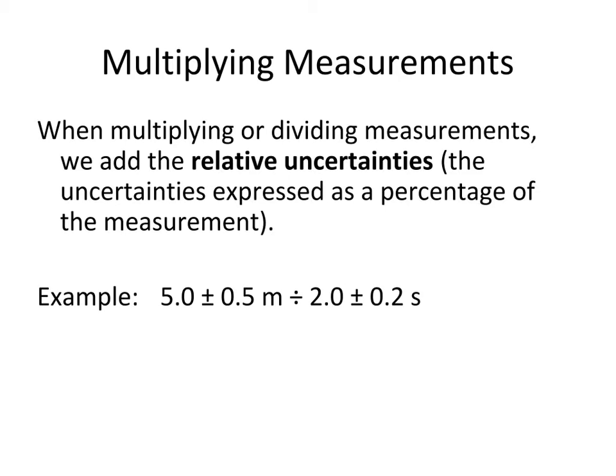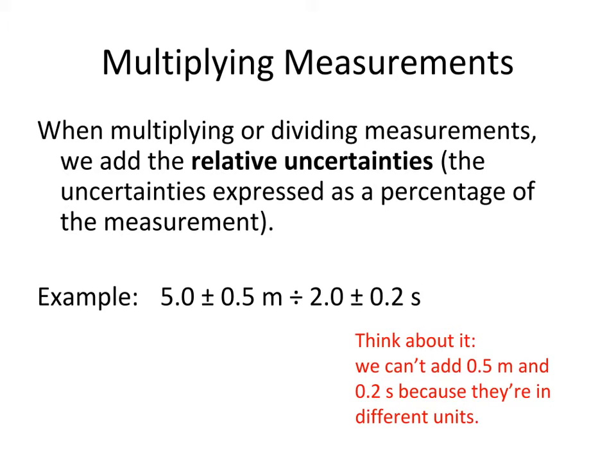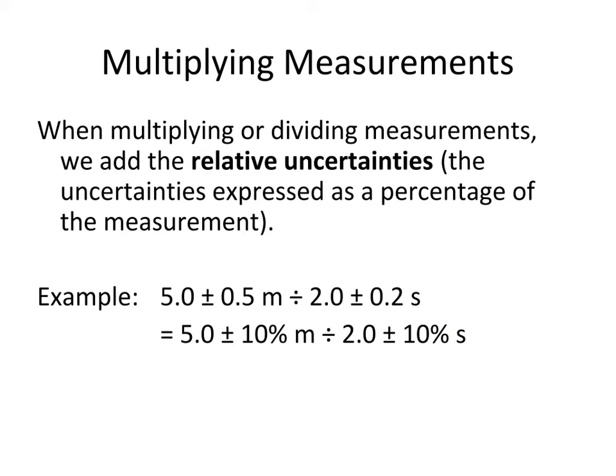So here's an example: 5.0 plus or minus 0.5 meters divided by 2.0 plus or minus 0.2 seconds. So we can't add the absolute uncertainties because they have different units. It wouldn't make sense. So we convert them to relative uncertainties. So you can see that we have represented them as percentages of the measured value. So 0.5 meters is 10% of 5.0 meters, and 0.2 seconds is 10% of 2.0 seconds.